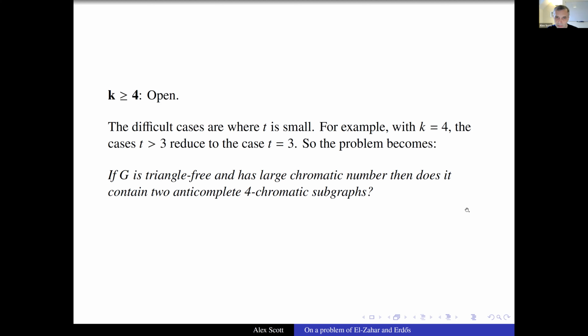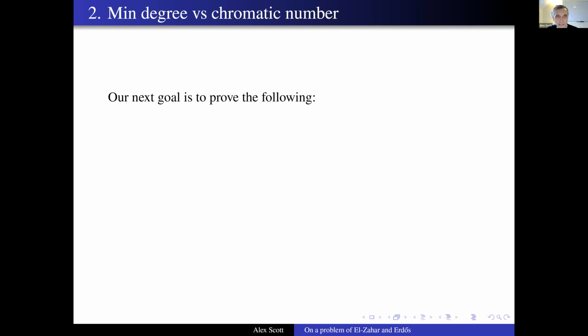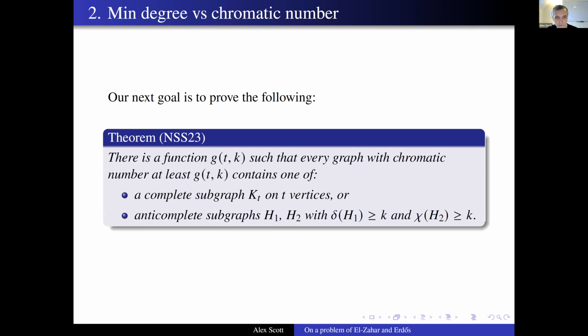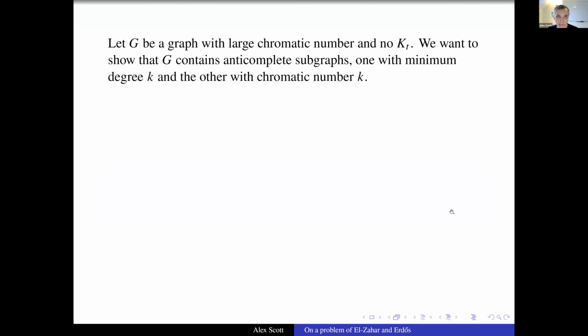Okay, so that's everything I'm going to say about the El-Zahar and Erdős argument and problem. Let's move on to our first result. So minimal degree versus chromatic number. So here's the goal. You want to show there's a function g so that if you have chromatic number at least g, either you contain a large complete subgraph or you have a pair of anti-complete subgraphs, one of which has large chromatic number, one of which has large minimal degree. Okay, so let me sketch the argument for that.